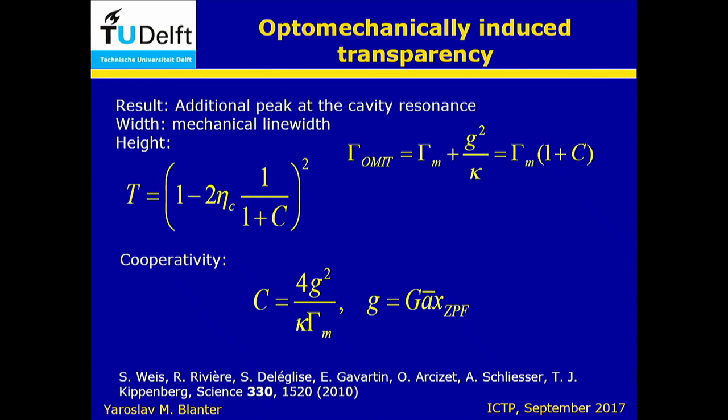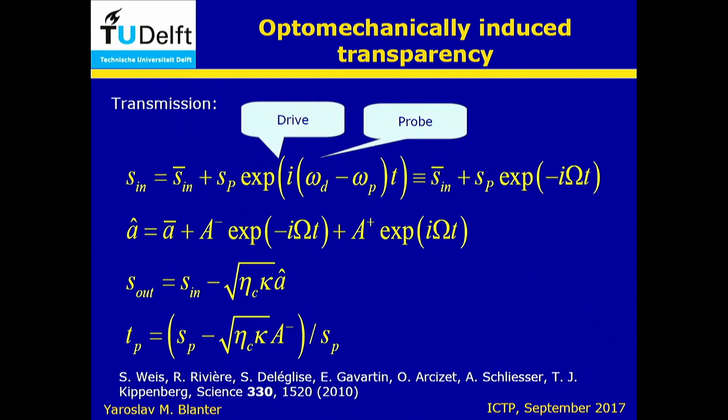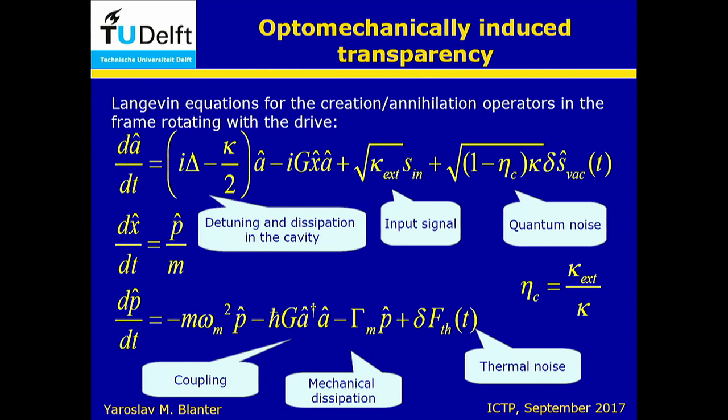And now I promised you that losses will play a role. This eta C, I have it on a different slide. That's the ratio between external losses and total losses, so external divided by external plus cavity. Usually if this eta C is bigger than 1/2, the cavity is called overcoupled. If it's below 1/2, it's undercoupled. And if it's exactly 1/2, it's optimally coupled. And sometimes there is a good reason to have an experiment at exactly 1/2.